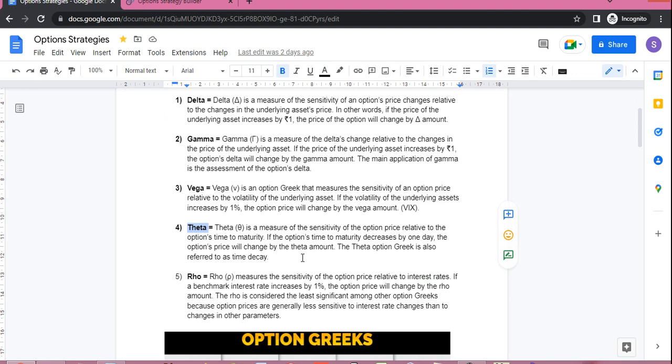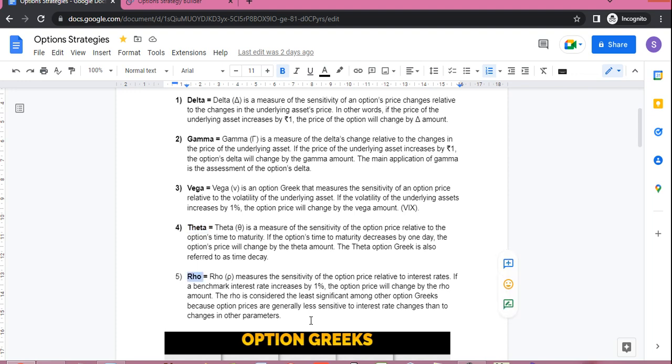Next, Theta. Theta is the measure of the sensitivity of an option price relative to the option's time to maturity. If the option's time to maturity decreases by 1 day, the option price will change by the theta amount. The theta option Greek is also referred to as time decay.